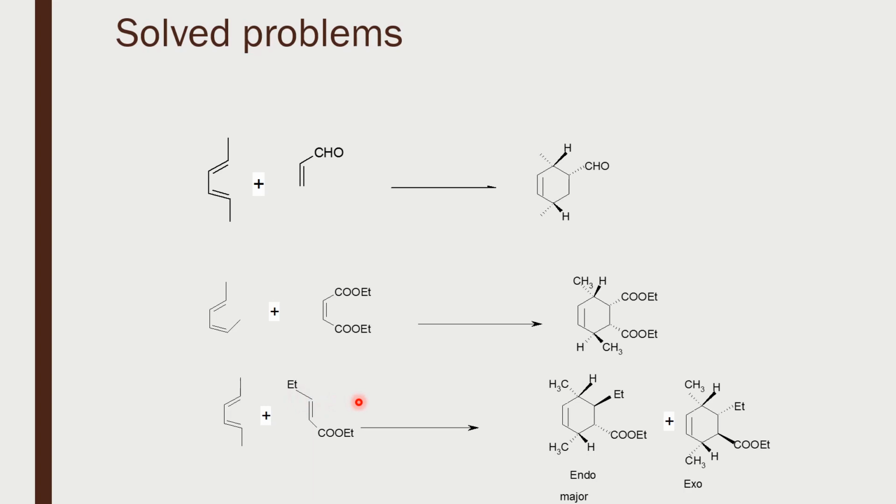So the major product is this, where the ester group is endo and both the methyls are outside, so they will be alpha, and ethyl in which case is going to be coming out. So this was trans here. In the product also, if you see, the trans geometry is maintained.